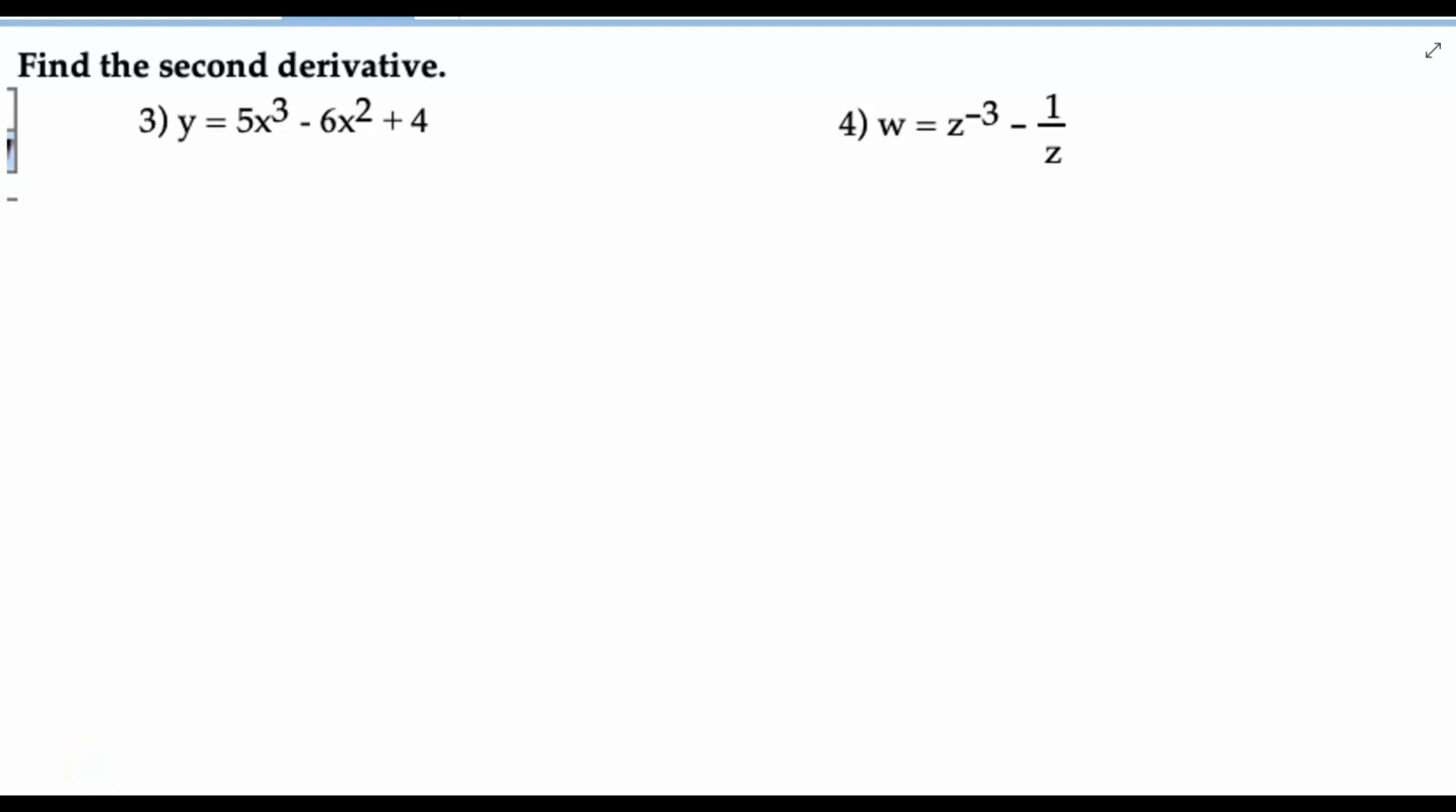Okay, we're going to be looking at higher order derivatives here, and notice they say find the second derivative. So what we have to do is first find the first derivative and then take the derivative one more time. You can actually take derivatives, some of them like polynomials, you get to a point where you can't take the derivative anymore. You're going to be left with zero eventually.